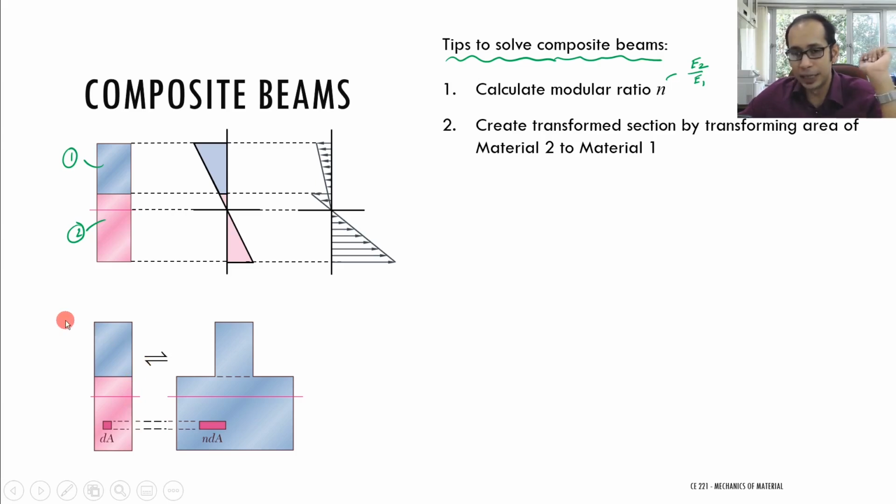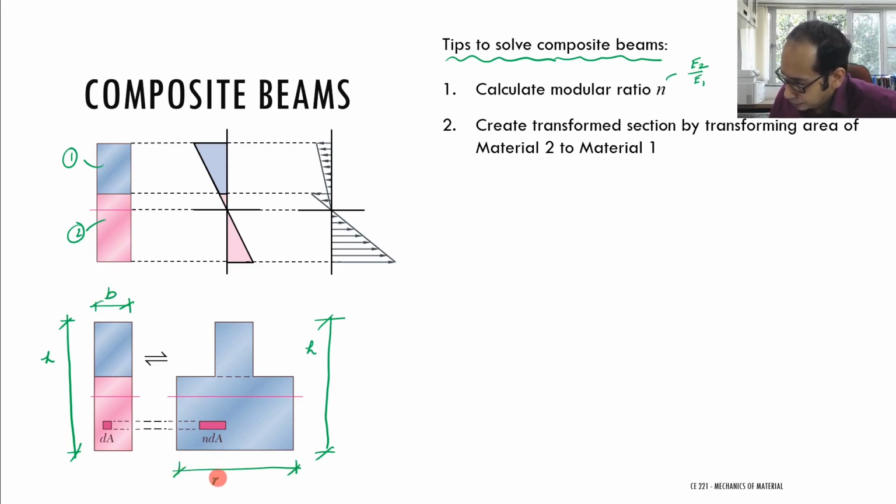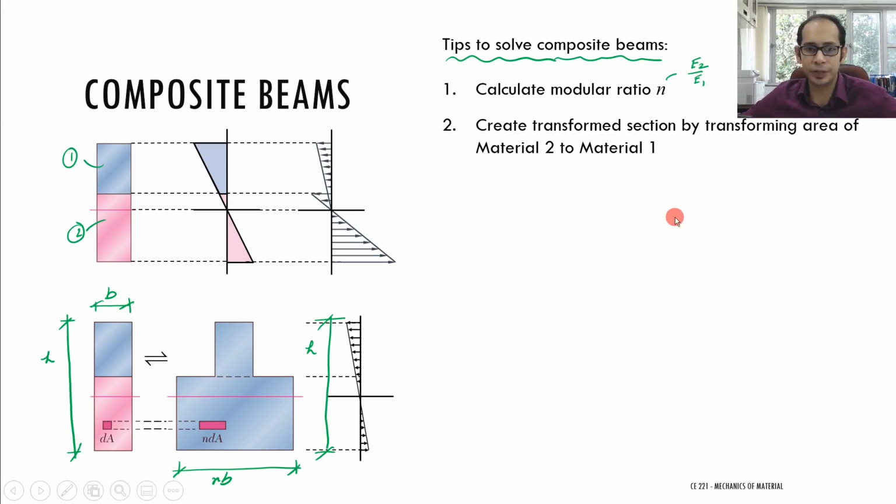And remember, this is very, very important. You are keeping the height, the h, the overall height that you have. Let me mark that explicitly over here. This h that you see over here remains the same. This h is intact. The only thing you are doing is that this width is increasing, the b becomes nb. So you have created a transformed section by transforming the area of material 2 to material 1.